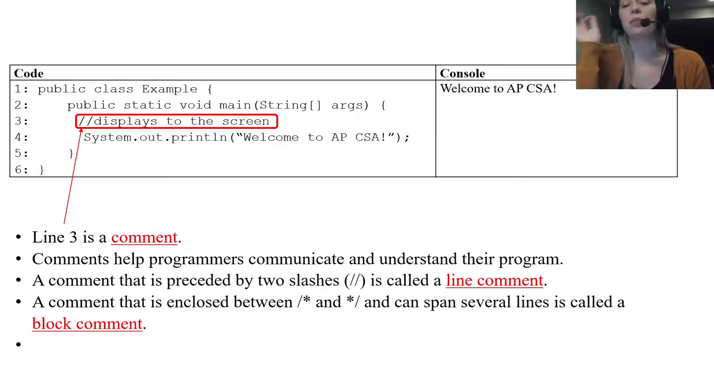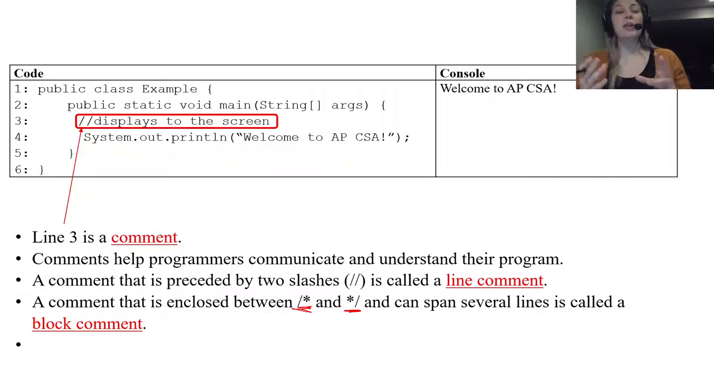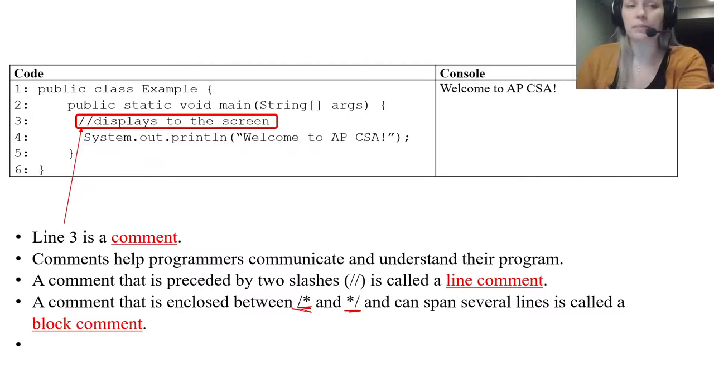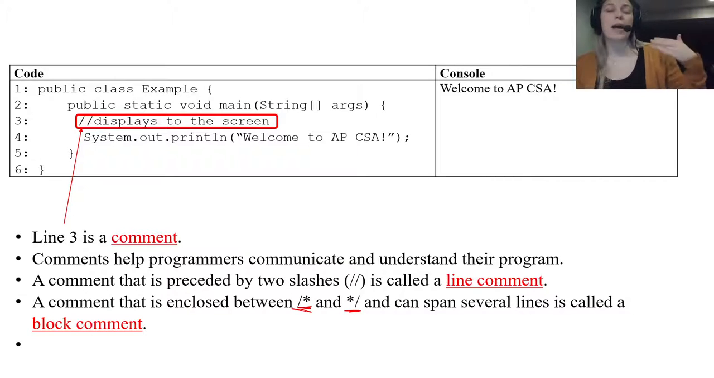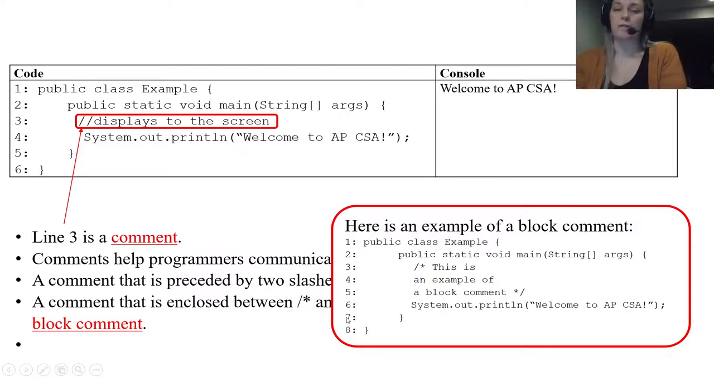There's also a comment called a block comment. A block comment is enclosed between two special symbols that I have here: slash, asterisk, and then asterisk, slash. We use block comments when we need to communicate something that's going to span several lines. My line here on line number three just says displays to the screen. So I'm just making a comment in this program that the line that comes next is just going to display to the screen. And I could take care of that in one line. But sometimes with more advanced code, you want to have several lines and almost write a couple sentences describing what you're doing. And that's what a block comment is there for.